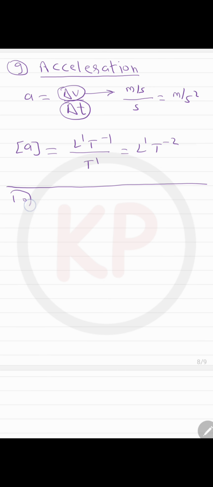Next is force. Force is F is equal to ma. There are too many formulas for force. One of them is F is equal to ma. I have made a short video on different kinds of force. I have made a fantastic mnemonic on this, so you can see and you will enjoy as well. So the unit of mass is kg. Unit of acceleration is meter per second square. So this kg meter per second square is called 1 Newton.